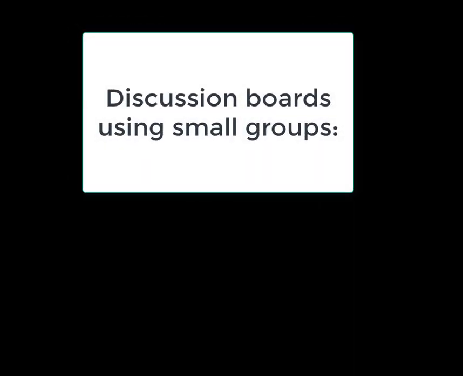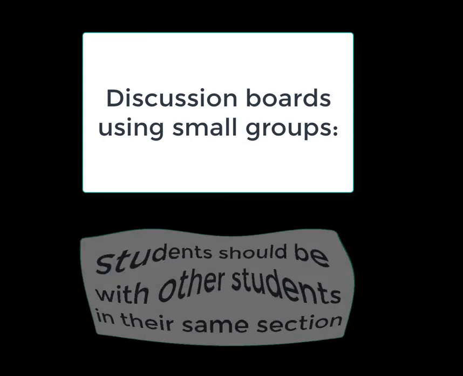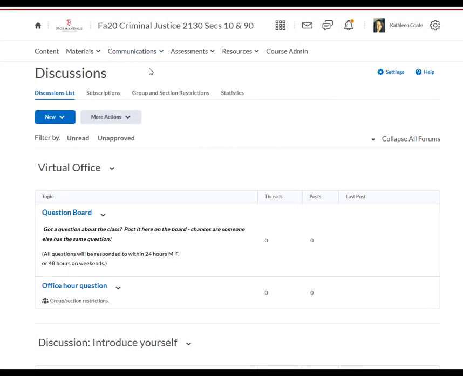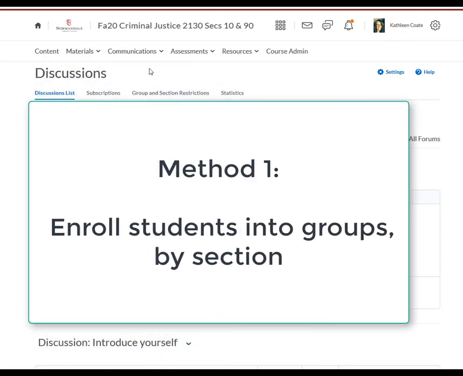If you want to create a discussion board that divides students into small groups, then students in their groups need to be with students in their same section. There are two ways to do this. The easiest way to do this is to enroll all students into groups and then divide them up to make sure they are only seeing students in their same section.